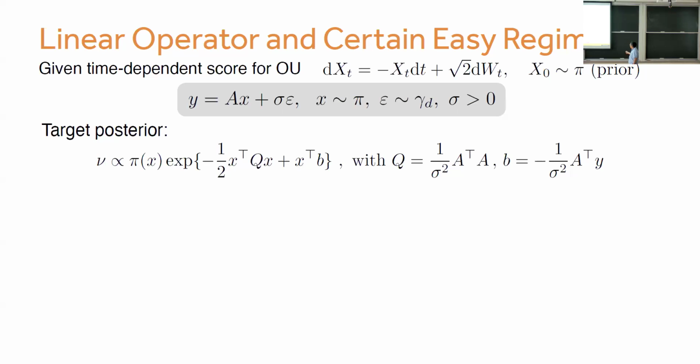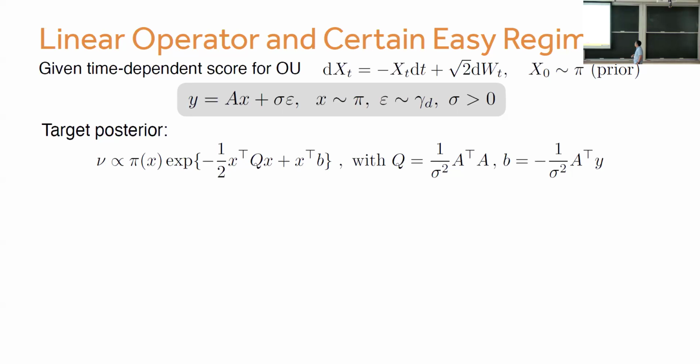Okay, suppose our prior data is pi, and our forward process in the score-based diffusion is just a standard OU process, and assume we know some accurate time-dependent score with respect to the reverse dynamics. Now we have a measurement model which is linear, denoted by the matrix A. The dimension of output Y can be different from X, and we assume X lives in D dimensions, and the noise is isotropic Gaussian noise with standard deviation sigma.